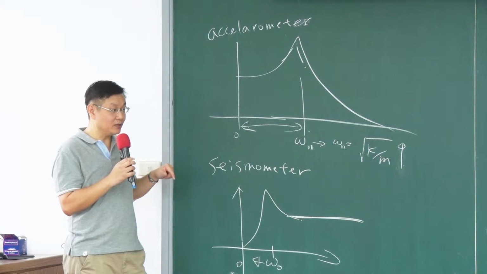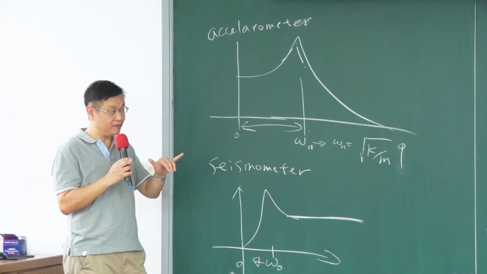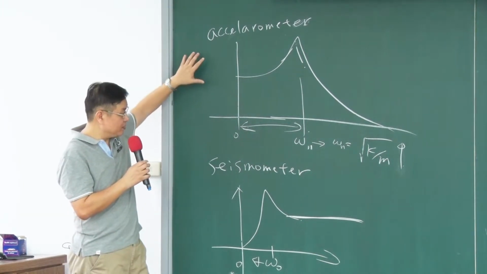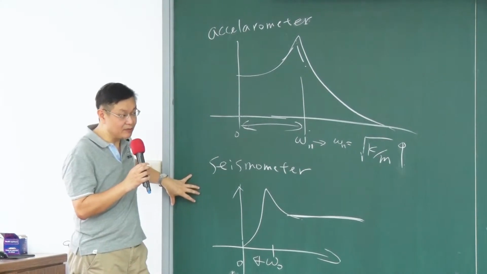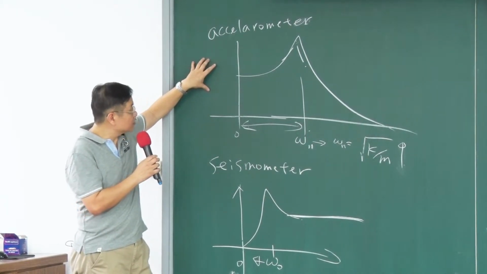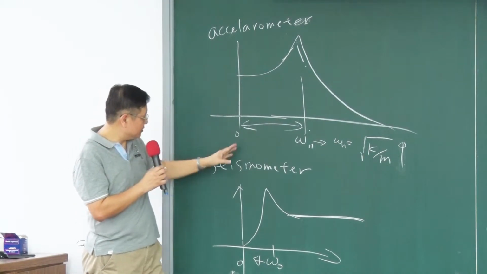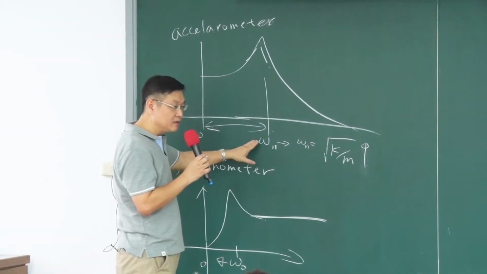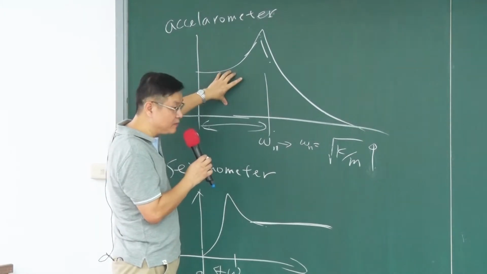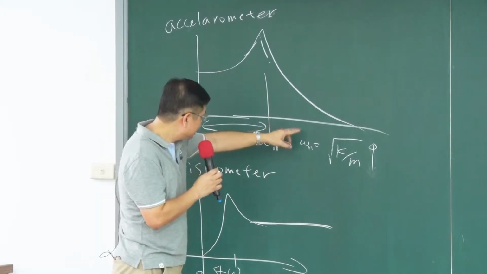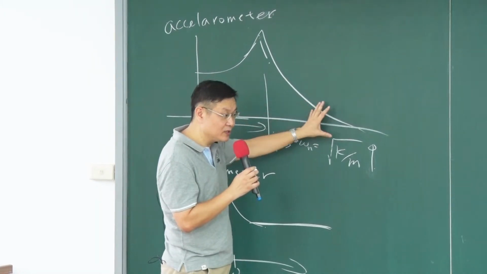Talking about the final project, actually we have 6 different topics for you. The first 2 will be accelerometer, the second one will be a seismometer. The difference is, for accelerometer we will use this part as a sensing part because we have signal output here. So beyond this part there is no signal output, so we cannot use this part.